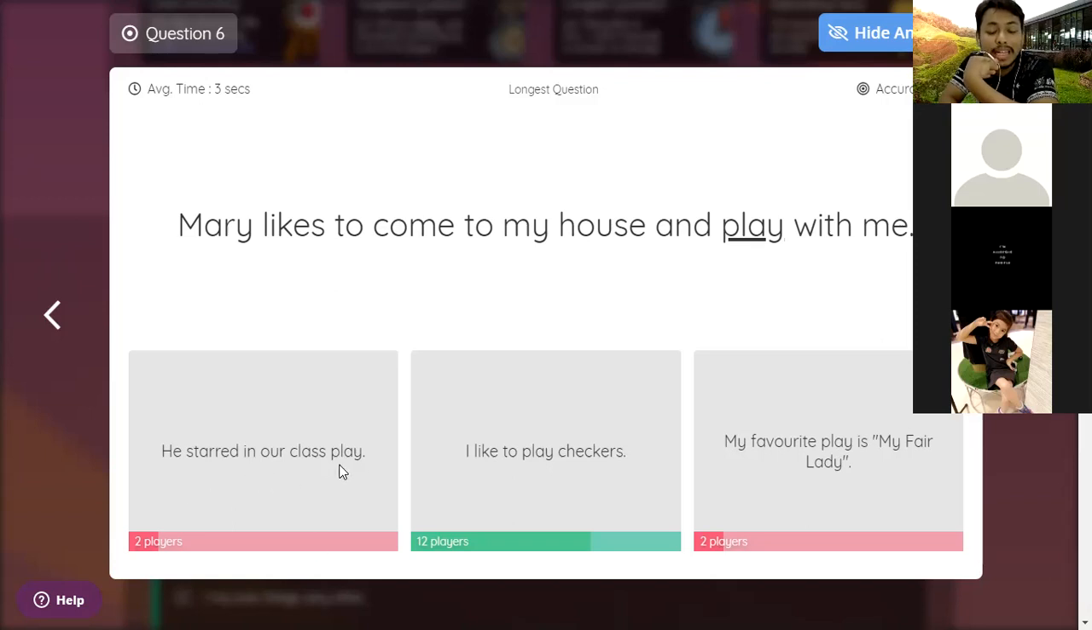So, he starred in our class play. Play kat sini bukannya main, tapi berlakon. Nampak maksud dia? I like to play checkers. Saya suka main checkers. Betul lah. My favorite play is My Fair Lady. Adakah kat sini maksud dia main? Adakah my favorite play tu maksud dia main? Betul lah jawapan dia no. Sebab kat sini ialah pementasan. Pementasan kegemaran saya ialah My Fair Lady.